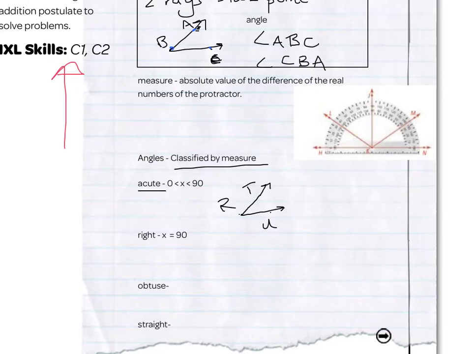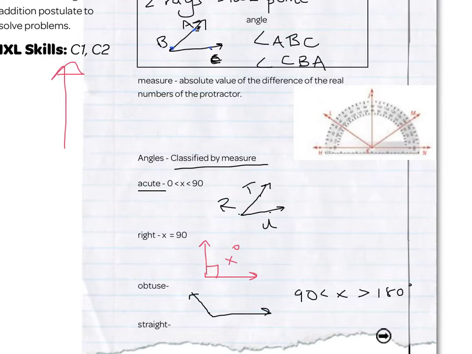Now, a right angle, which we all know and we've seen before, is going to be exactly 90 degrees. There is no if, and, or but about it. So if the measure of this angle is x, it will be x is 90 degrees. An obtuse angle is going to be larger than 90 degrees, but smaller than 180 degrees. So its range is bigger than 90, but smaller than 180.